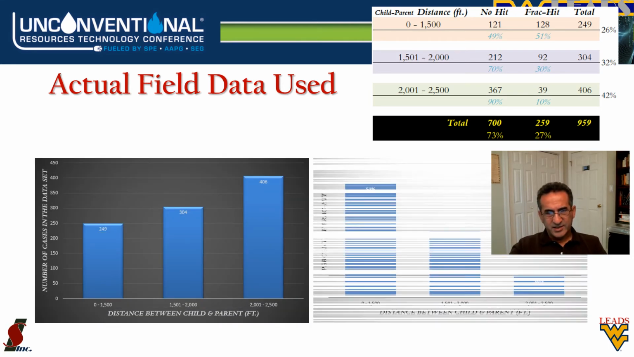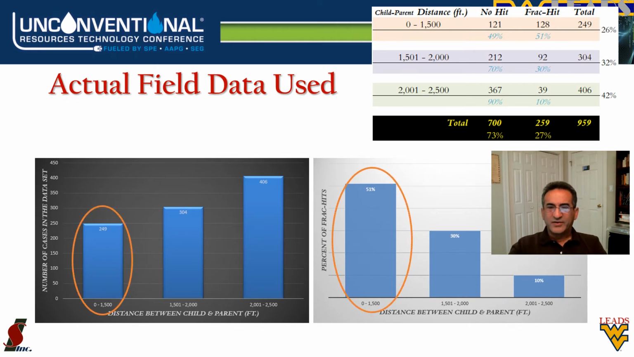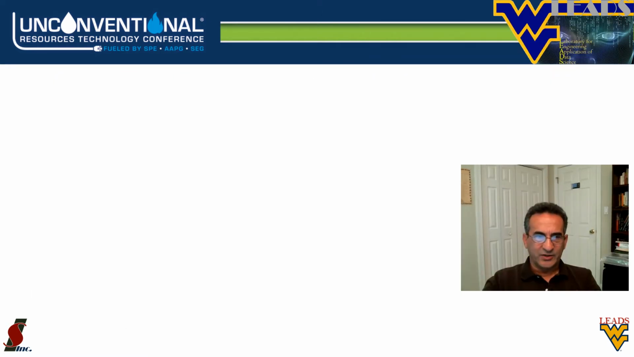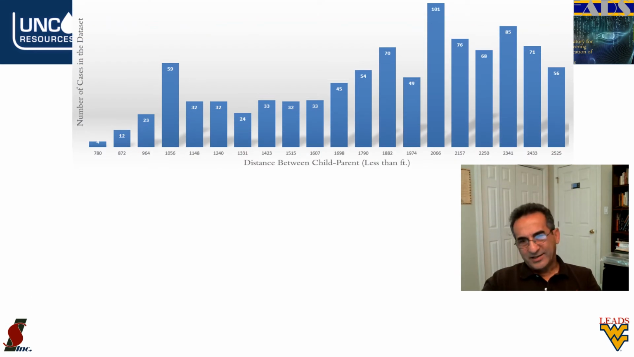And as you can see here, the percent of the frac hit is higher the shorter the distance. As the distance goes higher, the frac hit percent becomes lower. And again, the same thing, as this goes higher, this goes down to 10%. This is the data that we're dealing with. And if you look at the same data, instead of putting it in only 3 categories, I'm putting it in 20 different categories. From this, we have 4 wells that have about 780 feet distance.